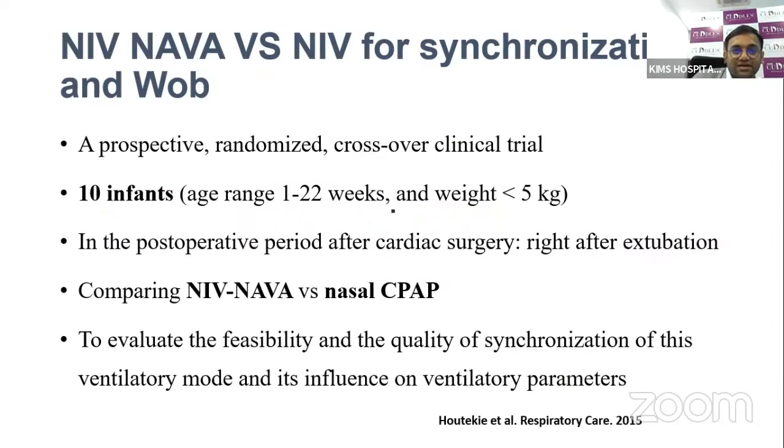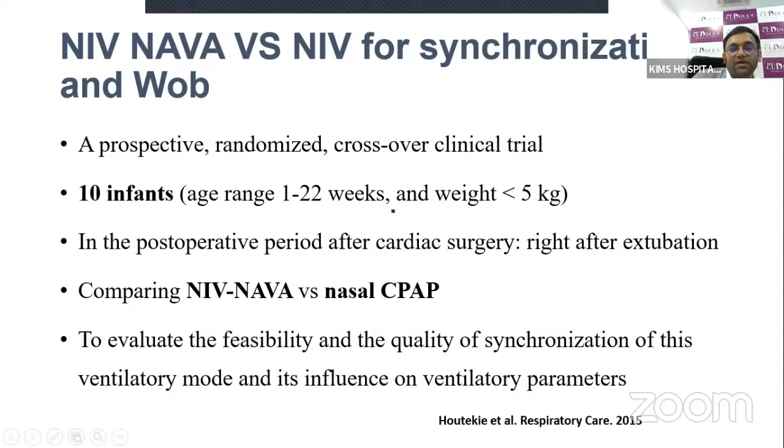Regarding synchronization and the work of breathing, comparing NIV NAVA with CPAP, there is a study by Hookey et al. where 10 infants of around 1 to 22 weeks postmenstrual age, weighing less than 5 kgs, in the post-operative period of cardiac surgery, immediately after extubation, were given either NIV NAVA or nasal CPAP. They wanted to know whether it is feasible to provide NIV NAVA, and to assess the quality of synchronization of the ventilatory mode and its influence on the ventilatory parameters, to assess indirectly the work of breathing.